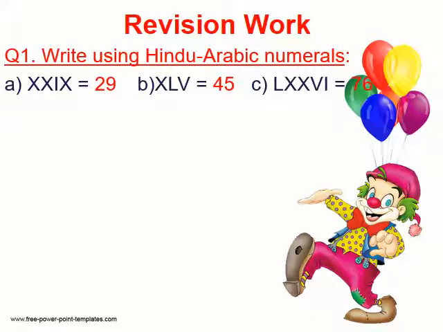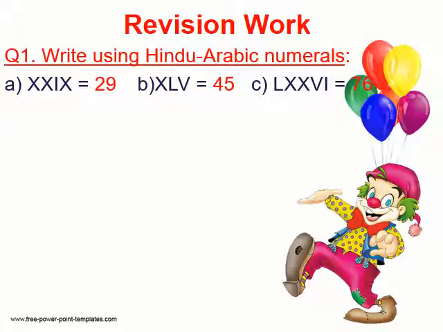The first one is A part, XXIX. So the value of Roman numeral X is equal to 10 and the value of Roman numeral I is equal to 1. So the value of this Roman numeral XXIX is equal to 29. Now let's come to the B part, XLV. So here the value of X is 10, the value of L is 50 and the value of Roman numeral V is 5. So XL means 50 minus 10 which is 40, plus V that is plus 5. So it is equal to 45.